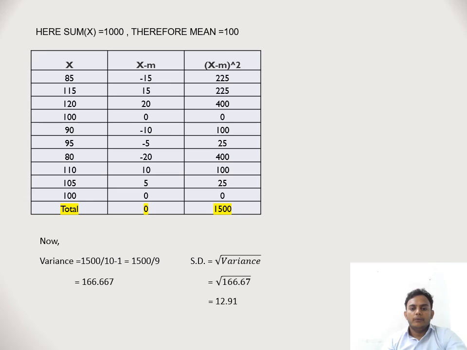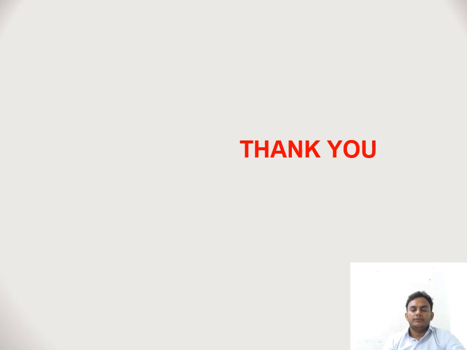So we got the value of the sum of (xi minus mean) whole square over all observations. Now variance is equal to the sum of mean square differences, that is 1500, divided by n minus 1, that is 10 minus 1. So 166.667 is the value of variance. Now for the standard deviation, we simply need to take the square root of the variance value. So 12.91 is the standard deviation. Thank you.